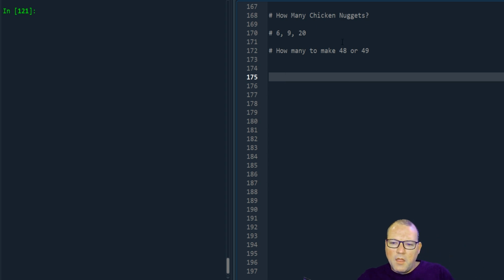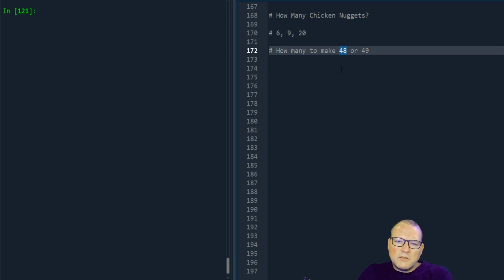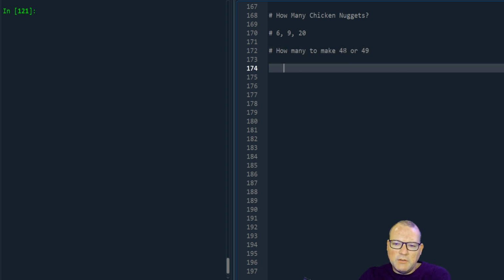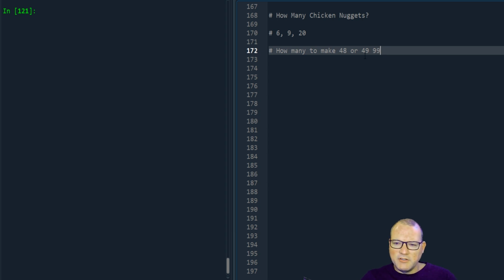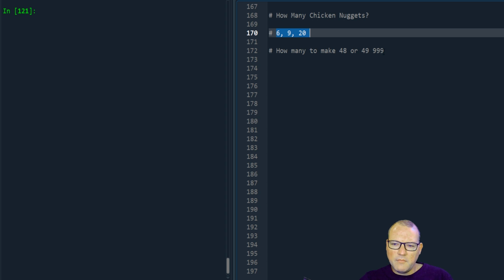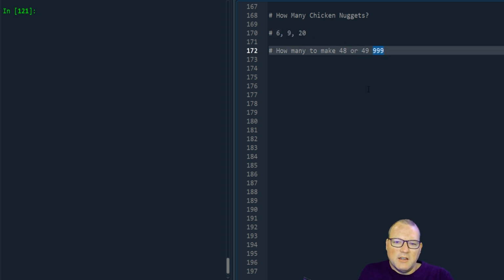The goal was to find what combination of 6, 9, and 20 would get you 48. Then I took this to get 48, 49, 50, or even 999 chicken nuggets. What would the combinations of 6, 9, and 20 be to get 999? So that's what I want you to do.